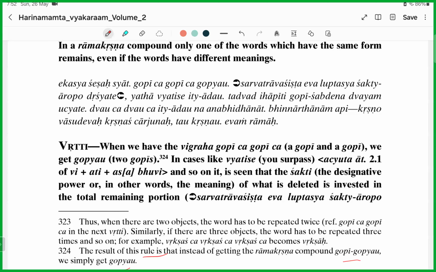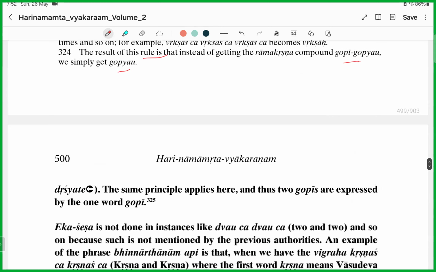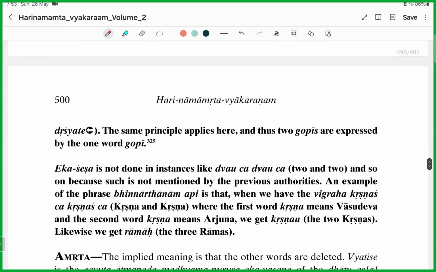The Sanskrit one is nice. It says sarvatra avashishte eva, avashishte meaning the remaining, luptasya shakti aropah drishyate. So that's the Sanskrit for the same. The shakti of what is deleted is invested in the total remaining portion. Sarvatra avashishta eva luptasya shakti aropah drishyate. The same principle applies here, and thus two gopis are expressed by the one word gopi.